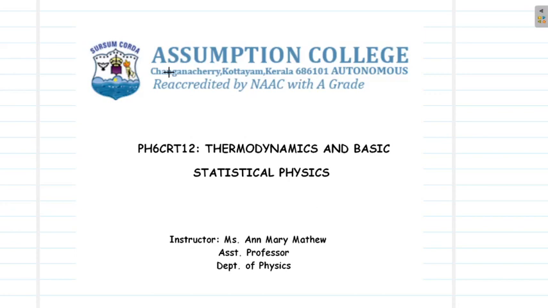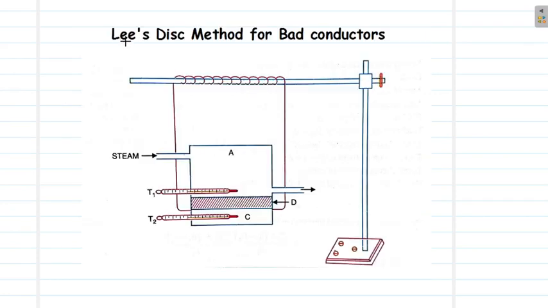Hello students. In this video, let us learn about the Lee's disk method for measuring the thermal conductivity of bad conductors. In the last video, we learned about the Searle's method for measuring the thermal conductivity of metals or good conductors. This experimental setup is already done by you in your labs.